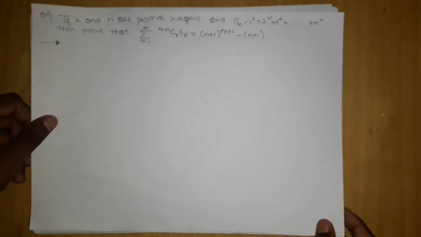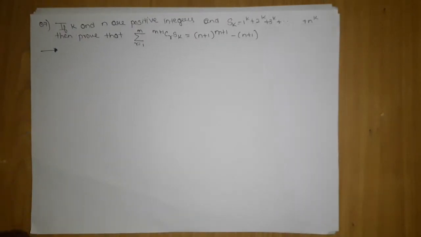The next question is this, which says: if k and n are positive integers and S_k is equal to 1^k + 2^k + 3^k and so on till n^k, then prove that the summation r equals 1 to m of (m+1)C_r S_r is equal to (n+1)^(m+1) minus (n+1).